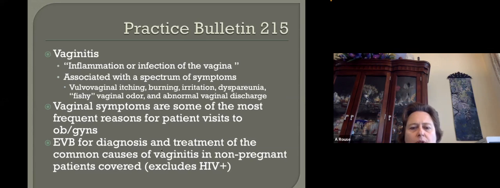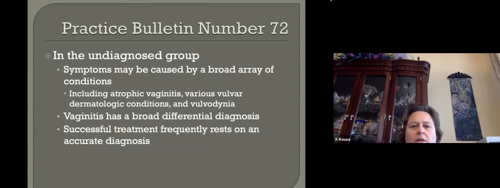Make sure that we're treating. They're talking about evidence-based medicine, so they've given us information in this article, primarily for the non-pregnant. In the undiagnosed group, there could be lots of symptoms. And because there are so many differential diagnoses that go with these symptoms, you definitely want to make sure that you have an accurate diagnosis, not a patient self-diagnosis.